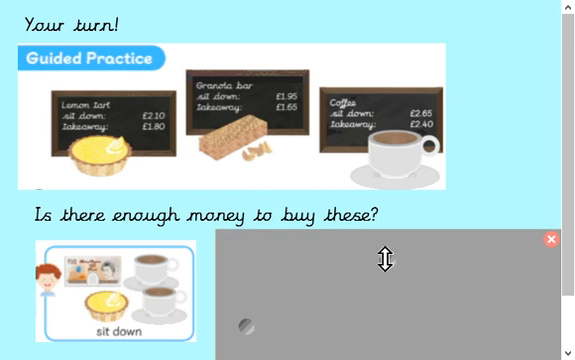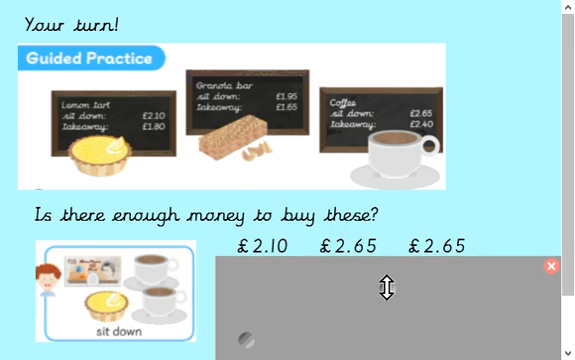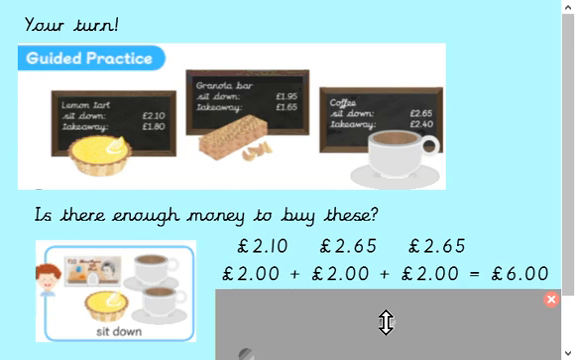Okay, so following the method we've been using all the way through this morning, the first thing we need to do is work out how much each of these items will cost. So the sit-down cost of the cups of coffee are £2.65, and we had 2 of them. The sit-down cost of the lemon tart was £2.10, and we have 1 of them. The first thing I'm going to ask you to do, remember, is add up the number of pounds. So we've got £2 and £2 and £2 will give us £6.